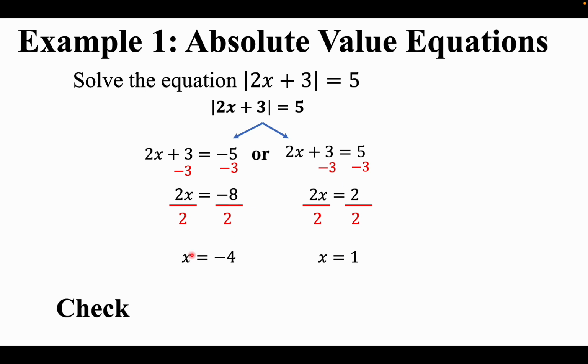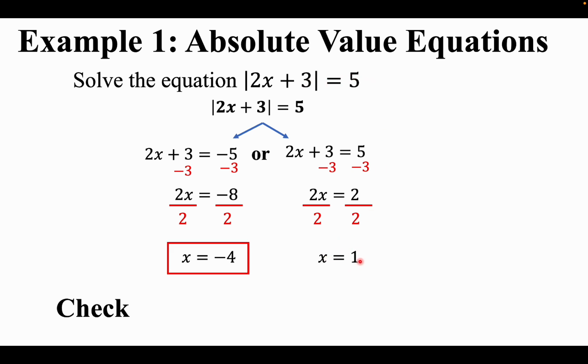Now I have to check. Step 3 says to check. So in order to check, what you do is you take what your x value is equal to. So if I take -4 and substitute right here, 2 times -4 is -8. And -8 plus 3 is -5. Well, the absolute value of -5 is 5, and then you would have 5 equals 5. That works.